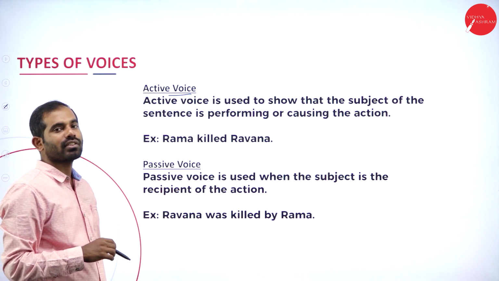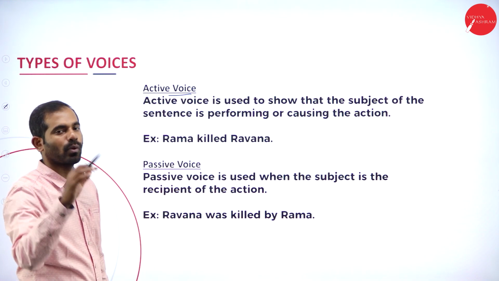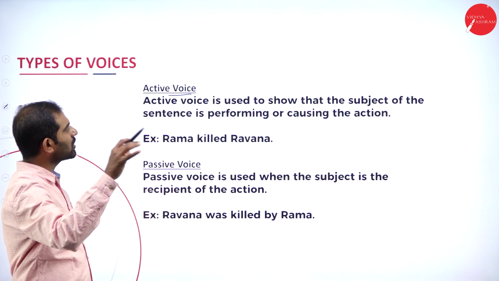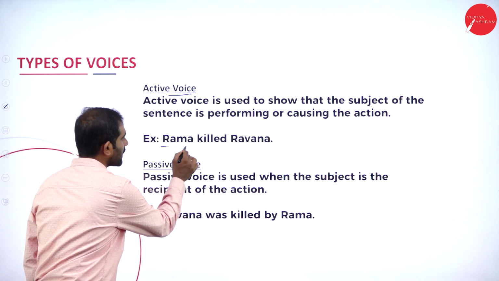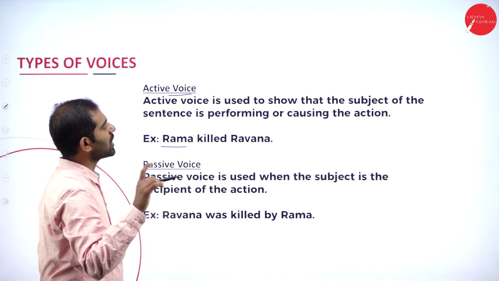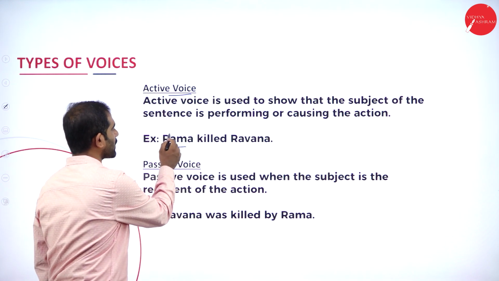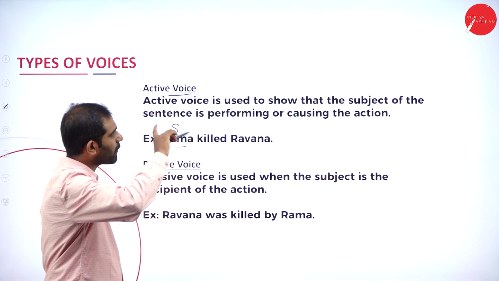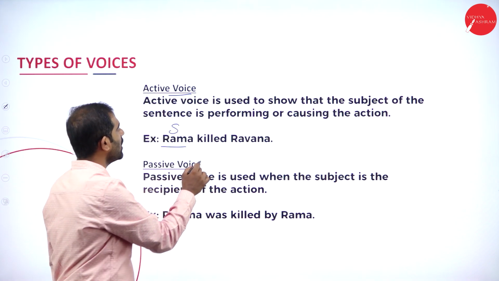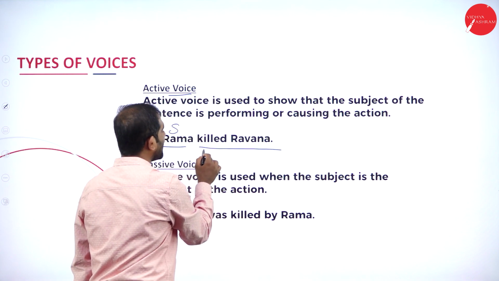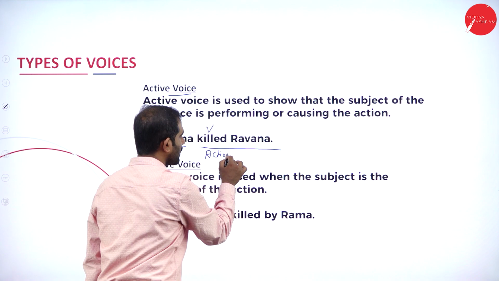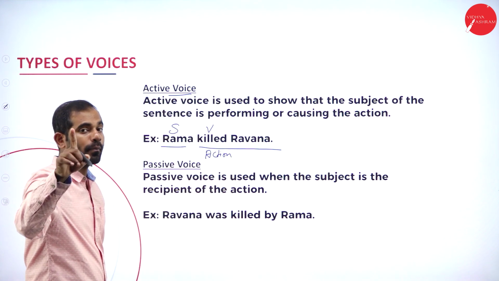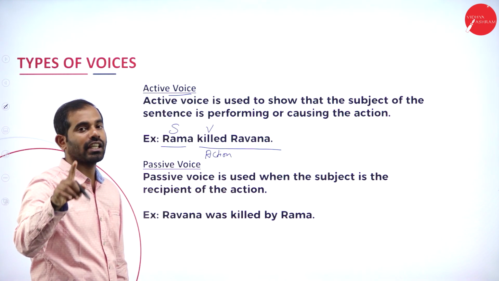What is active voice? I'm going to explain it in a simple way. Try to listen to it. Active voice is used to show that the subject, Rama, remember this, the subject of the sentence, is performing or causing the action. What is the action caused here? Killing is the action here. It is the verb and the action is killing. Killed. Remember, even the tenses will play a key role.